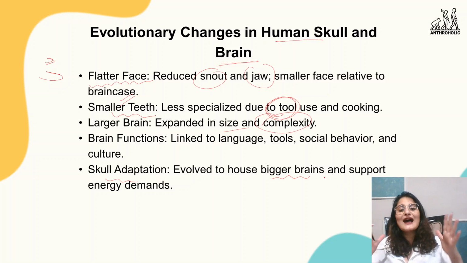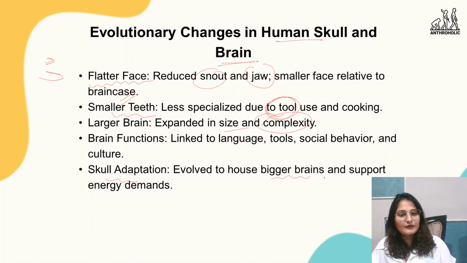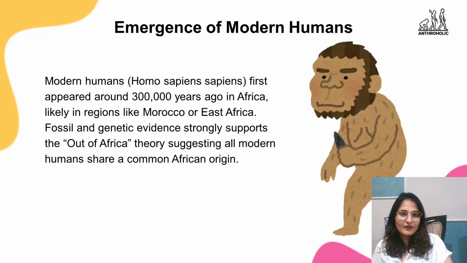The skull has adapted to bigger brain size, smaller teeth, a flat face, and the teeth being less specialized compared to other animals, and the brain being more complex compared to other animals. So these are a few evolutionary changes that came in humans as they progressed towards complexity and development.